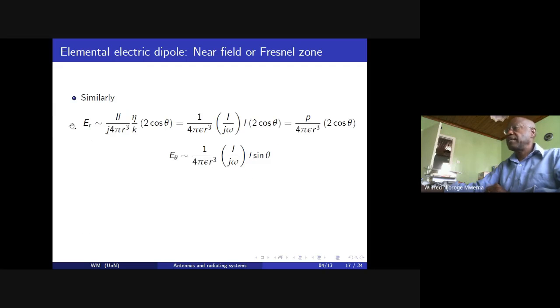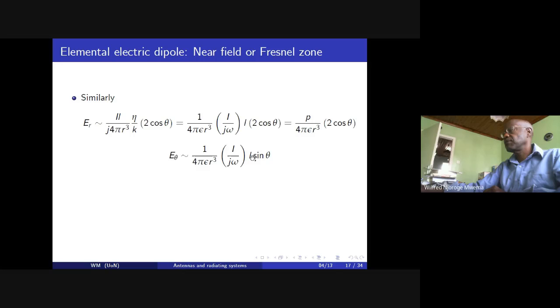Now, similarly, E r is going to be given by that expression there, and we can see that this can be expressed in that form, and we get the electric dipole moment p divided by the volume, that is 4 pi epsilon r cubed, and twice cosine theta, which is again the same form you obtained when you were looking at electrostatics in the 3rd year.